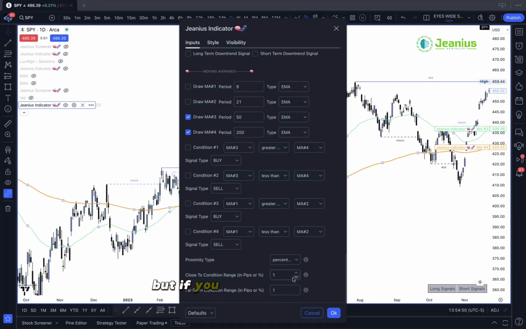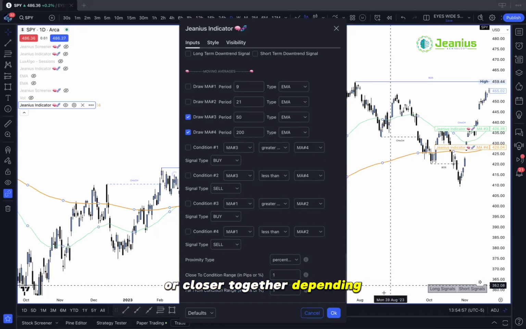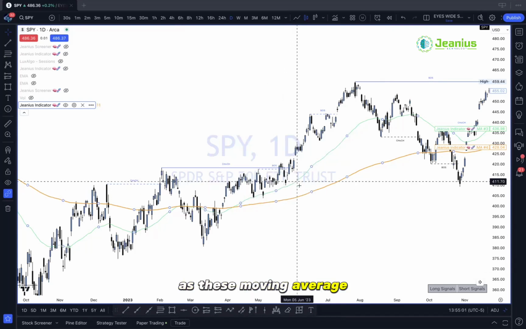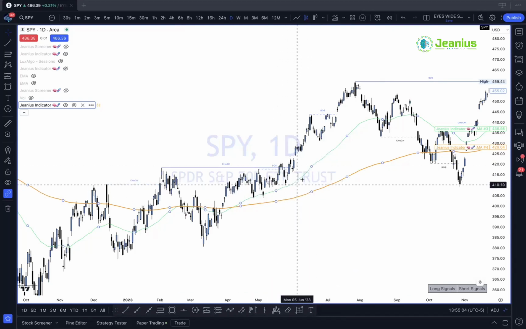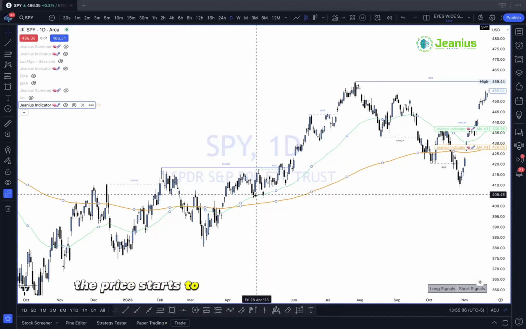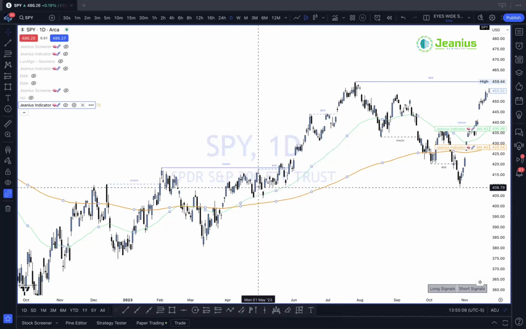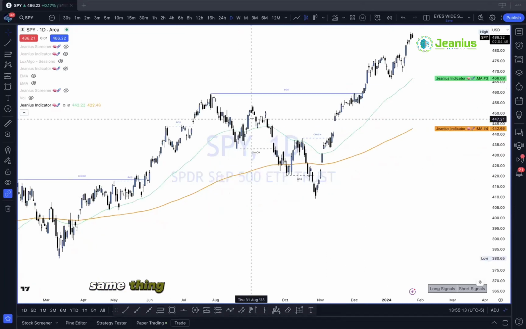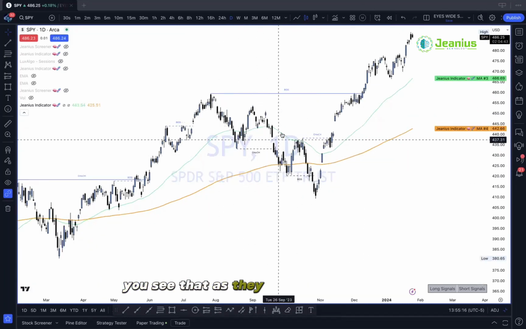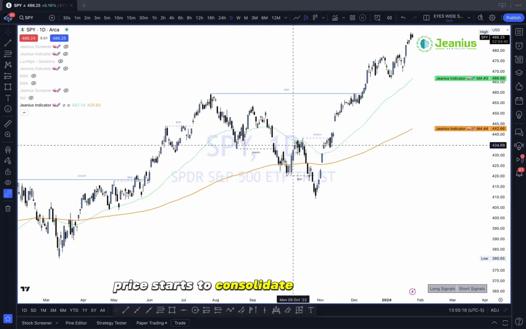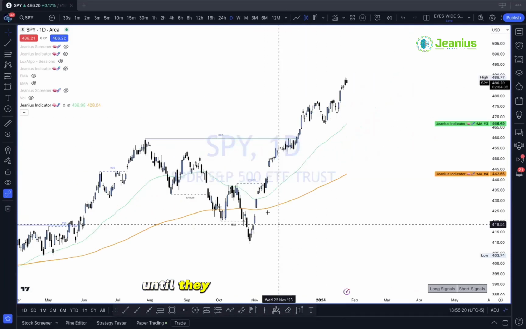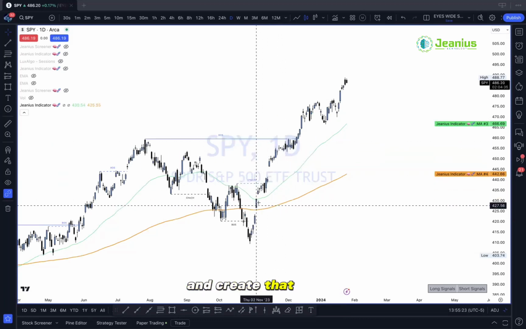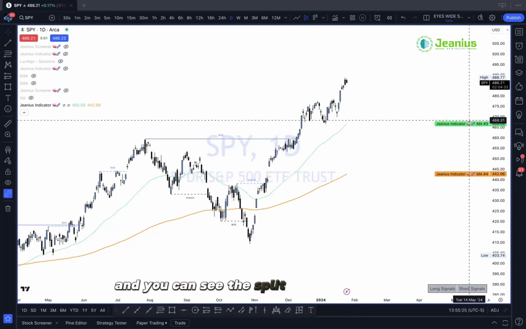But if you set it to further apart, then obviously it's only going to give you signals further apart, or closer together, depending. As you can see, as these moving averages split or go further apart, the price starts to stick with the lower moving average and it starts to move higher. Same thing when they start to come back together. Price starts to consolidate between the two until they split apart again and create that really strong move. And you can see the split right here as well.